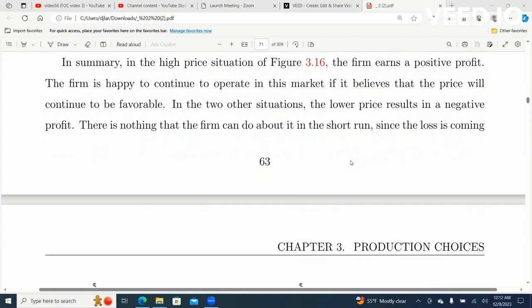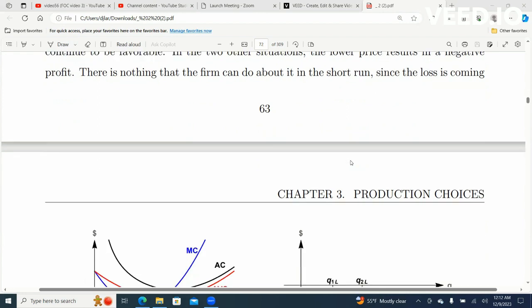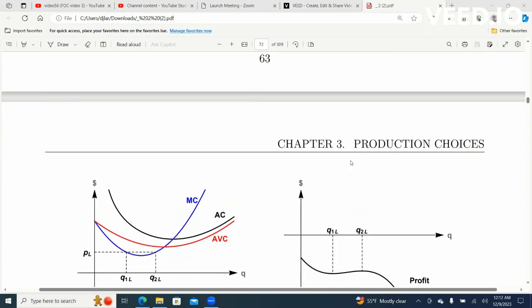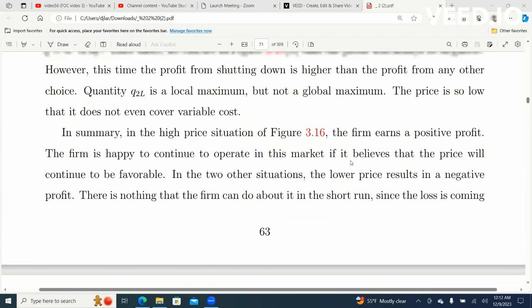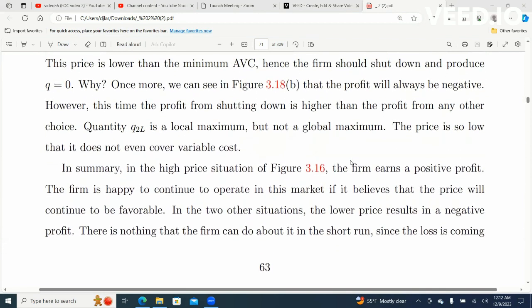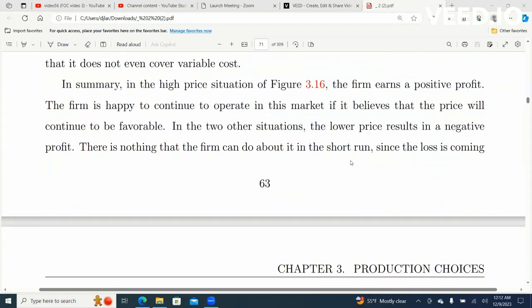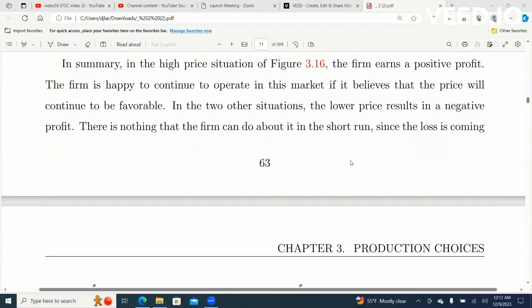In summary, in the high price situation of figure 3.16, so what do we have? It's covered like 2 or 3 videos. We have to kind of go back, but it's very, very difficult. We can scroll up and down, but we're trying to consider 3.16, 3.17, and 3.18 all at the same time in this video and the previous one.